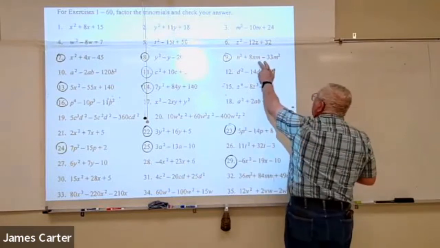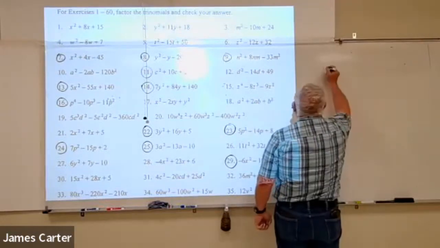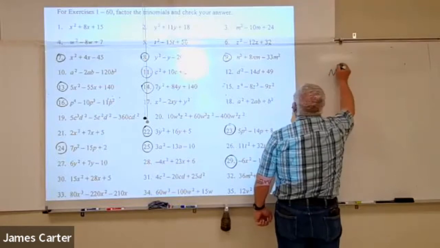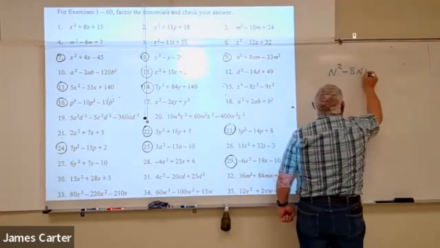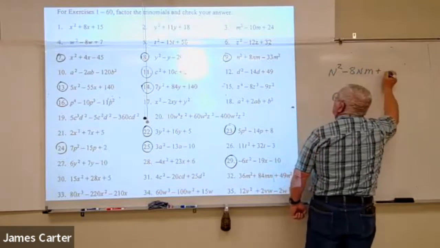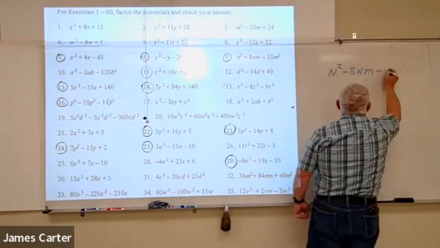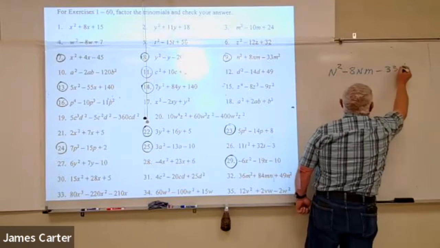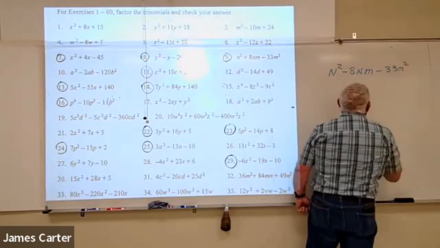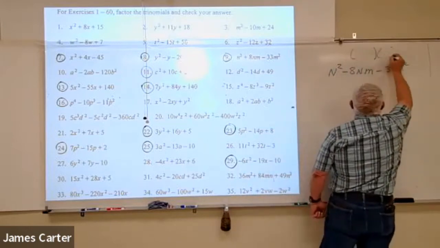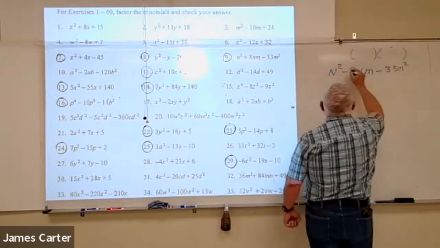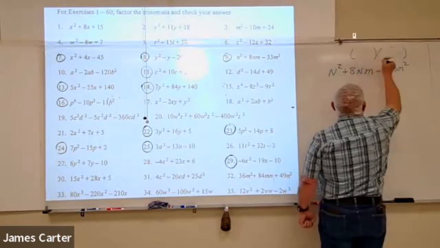This one looks a little bit ugly. n squared minus 8nm plus minus, don't do that to me, 33m squared. She was actually trying to get you to change the plus 8m. Oh, yeah, it should be a plus there.